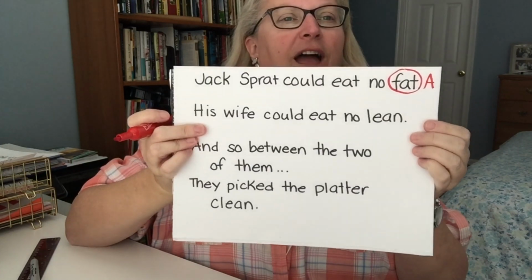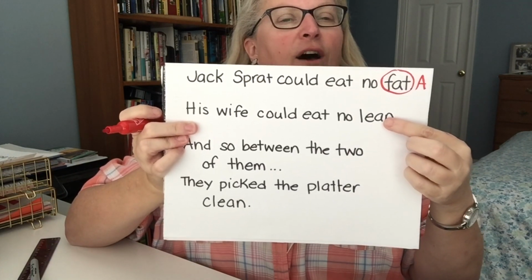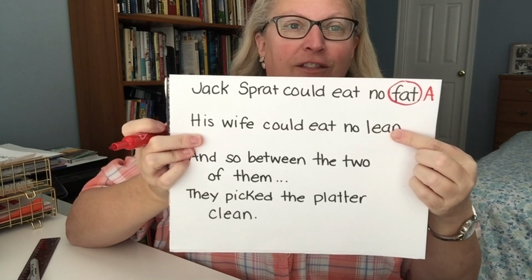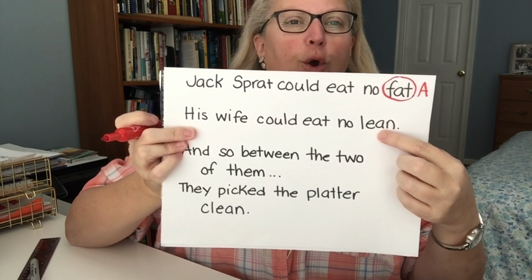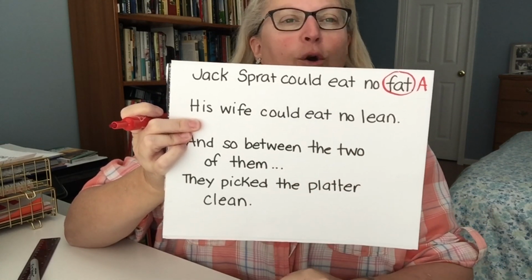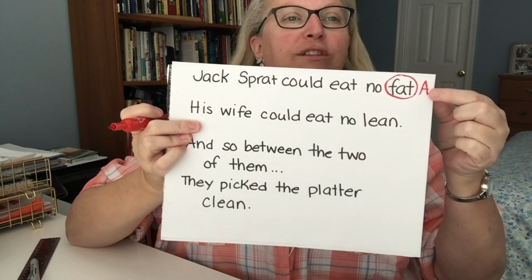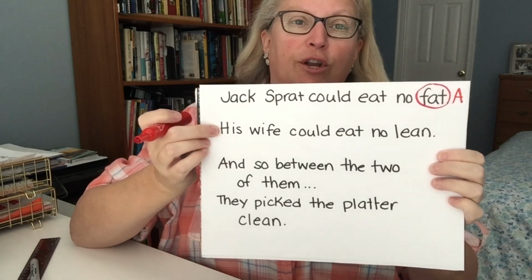And you think about the word at the end of the line. In this case, it's fat. You then look down at the end words of every other line and you see if anything rhymes with fat. Lean, fat. Nope. Them, fat. Nope. Clean, fat. Nope. No other rhymes, so this is going to be the only line that has an A at the end. So we're going to go to the second line.